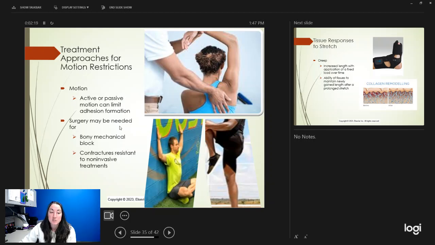Sometimes when there are motion restrictions, you need surgery to actually either remove a bony block or break up scar tissue or contractures that are not responding well. Typically, contractures don't respond very well to non-invasive treatment, so it takes a long time to reverse a contracture. So when possible, we try to avoid contractures instead.